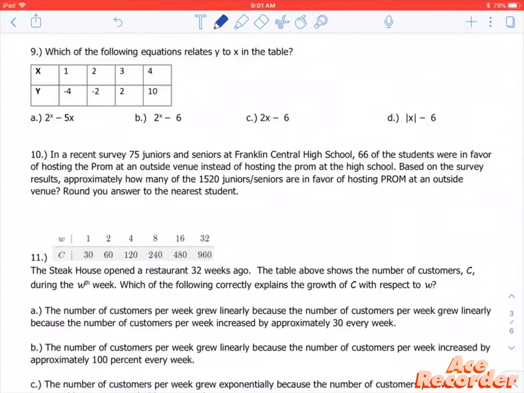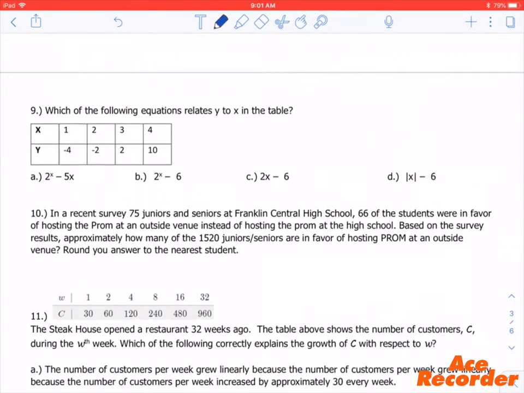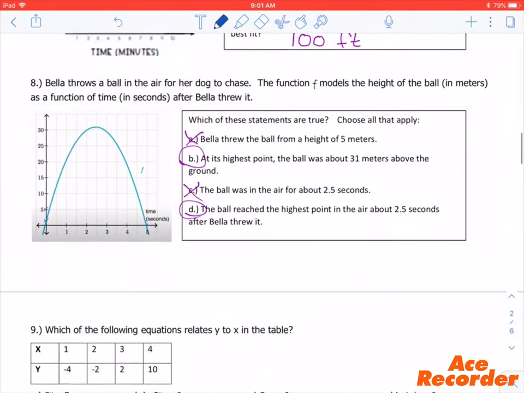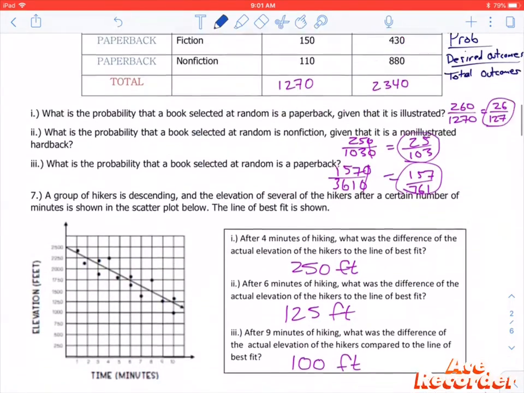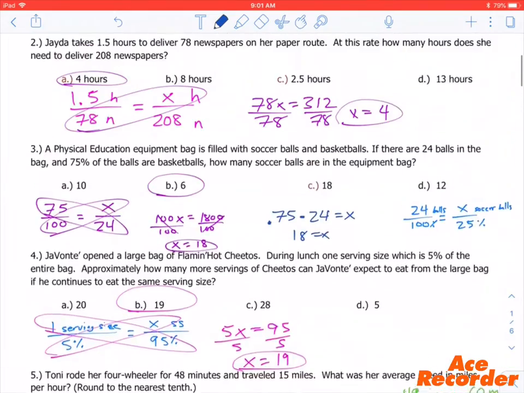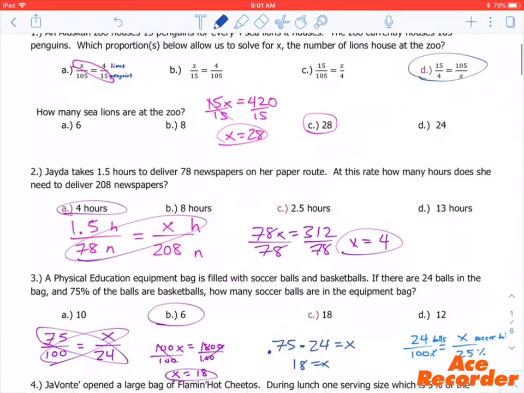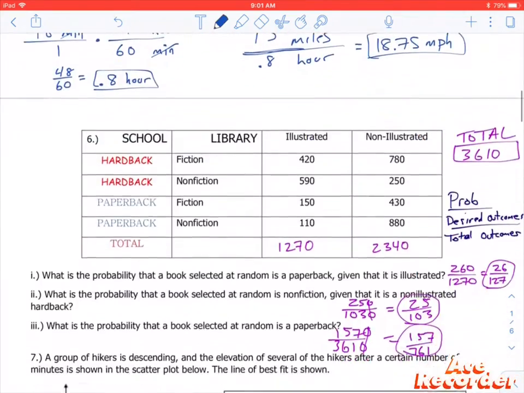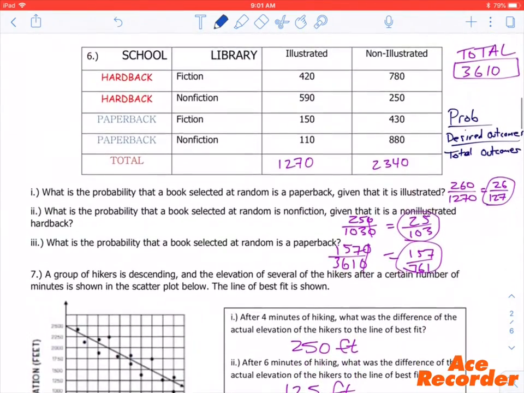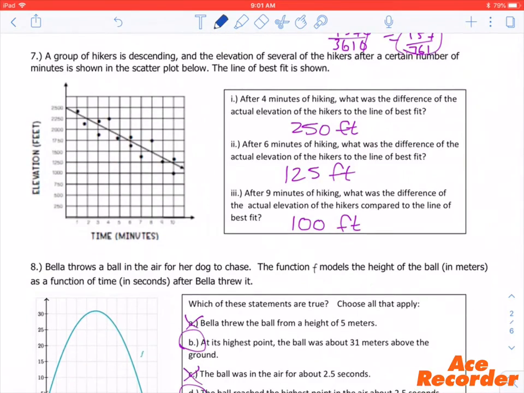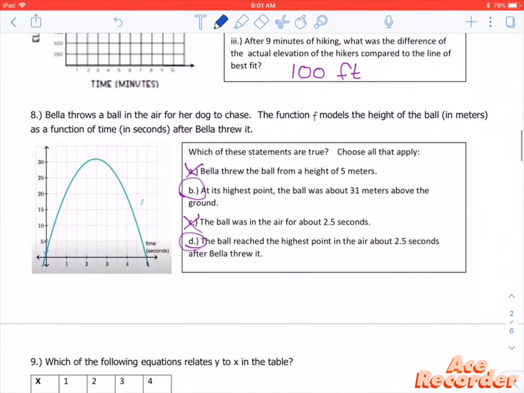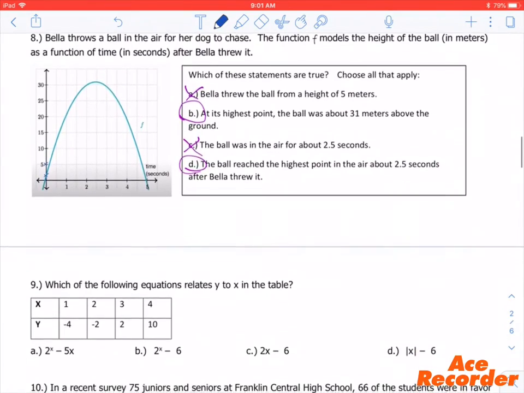All right, Algebra 2, we are finishing up the practice test. I apologize for the mishap yesterday, but we're going to get through the practice test here. So, again, a lot of proportions for the first couple days. We talked about probability, best fit line, and a little bit of reading the graph.